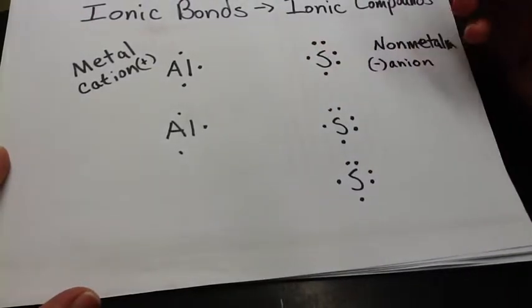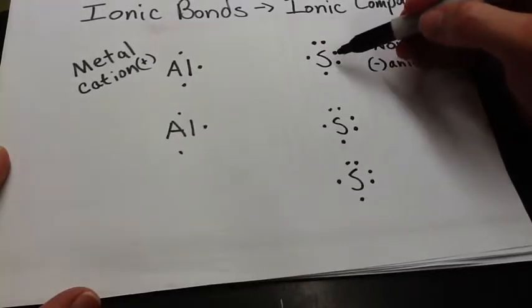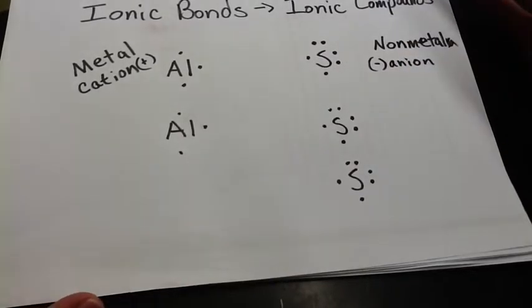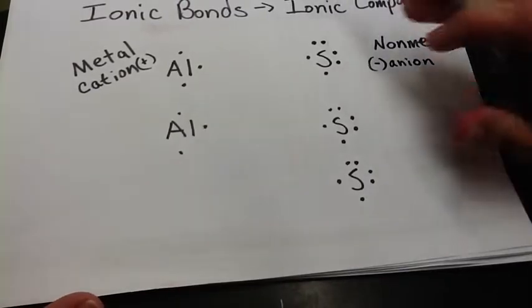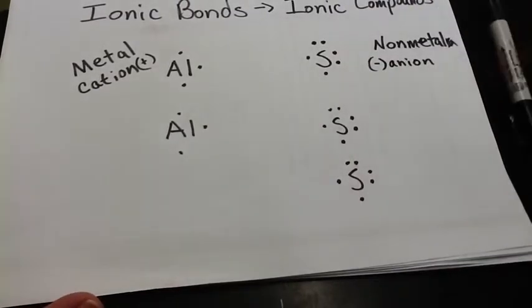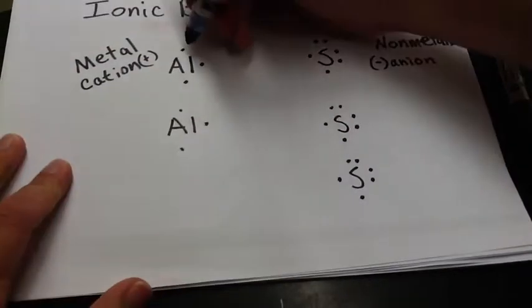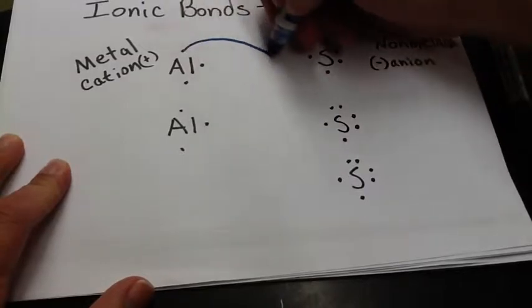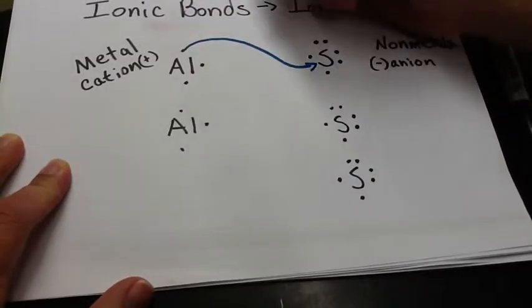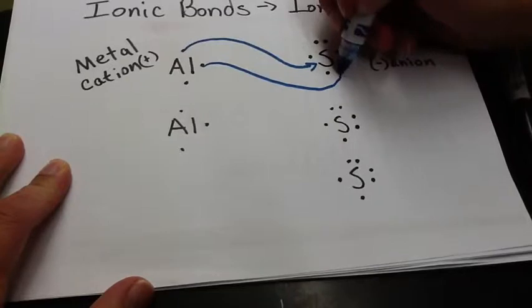Sulfur will be happy because he'll have an electron configuration like a noble gas, because everyone wants to be like a noble gas, because noble gases have 8 valence electrons, and we've already discussed all this. But we're going to review this. So here's what happens. Aluminum's 3 electrons are going to go over here to sulfur, and this one's going to go to sulfur.